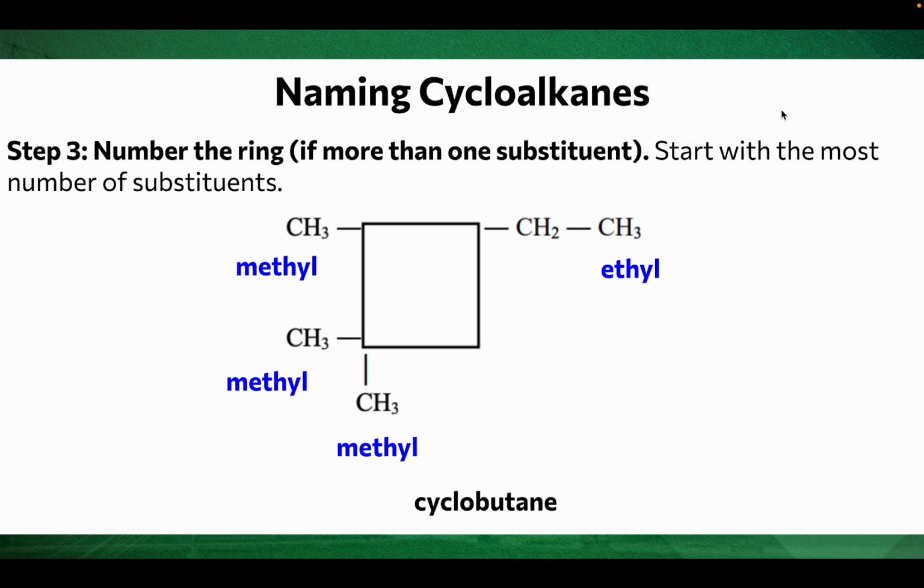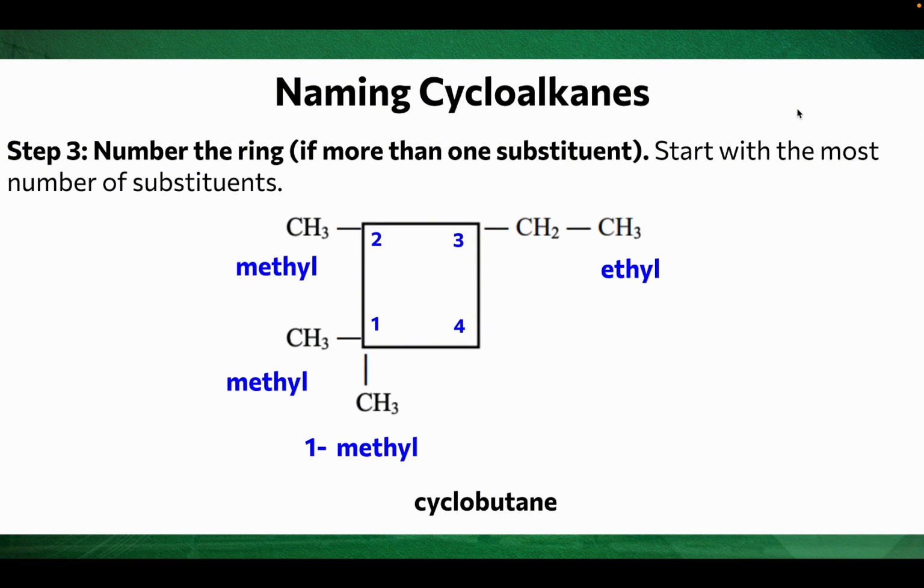Start with the most number of substituents. Looking at each side, this side has the most branches, 1, 2. This side has 1, and this one has 1. So we start here. We number the ring, and we can go either clockwise or counterclockwise. That's 1, 2, 3, 4, and the numbers would be 1, 3, 4. Or it could be like this, 1, 2, 3, 4, and the numbers would be 1, 2, 3. 1, 2, 3 is lower than 1, 3, 4, so we use this numbering.